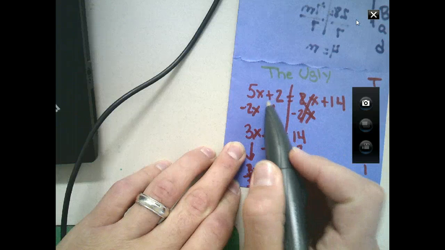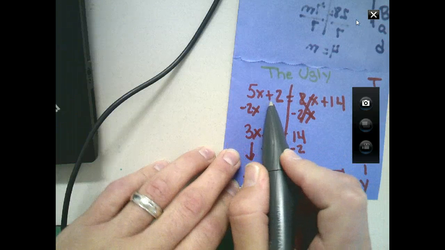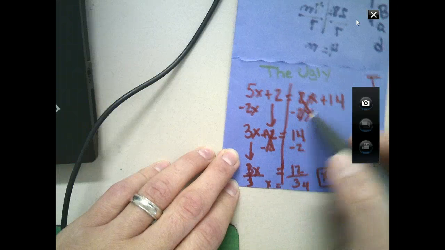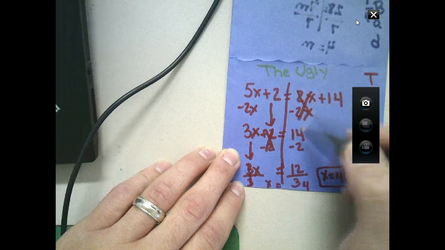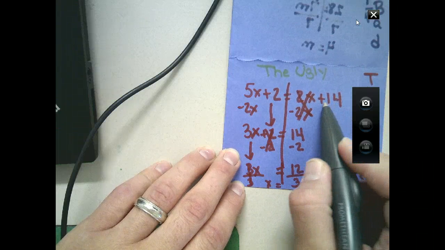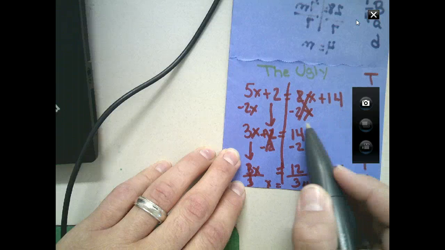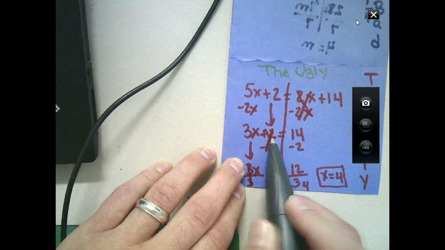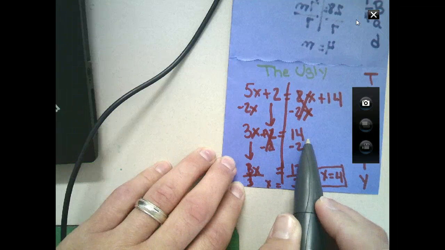Now again, I look at the sign in front of it, which in this case is a positive. So I just brought down plus 2 equals, well, 2x minus 2x, it's gone. The only thing left there is a positive 14. I have a plus 14. So I just brought that down here. So it's going to be 3x plus 2 equals 14.